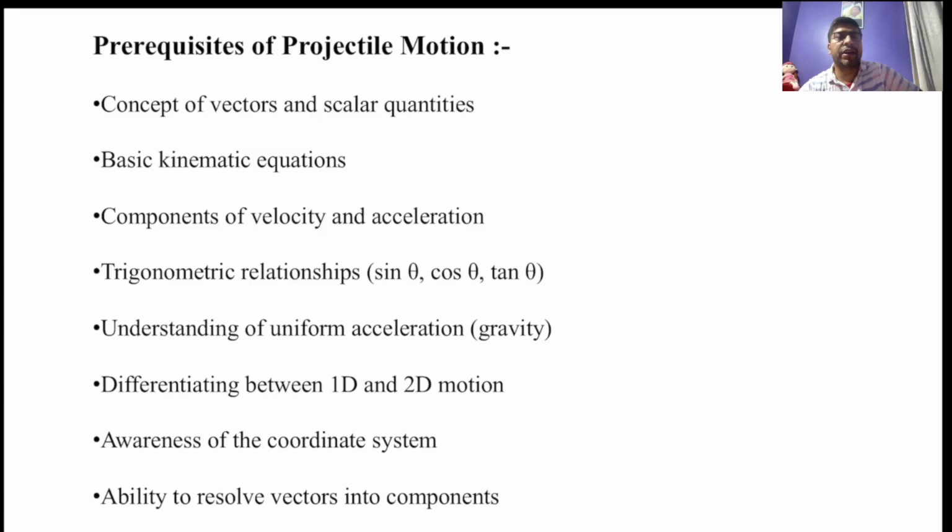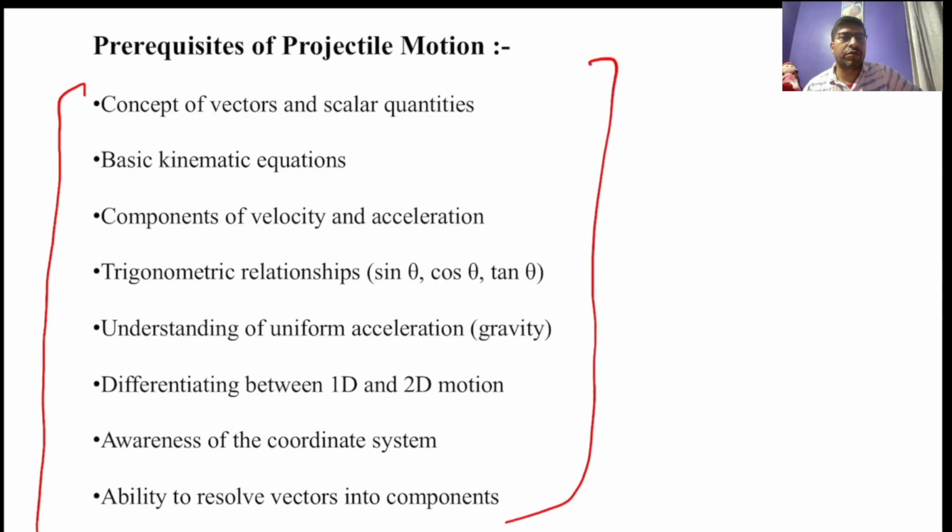So now come to the prerequisites of projectile motion. These are all the prerequisites that we have to know before moving into the chapter of projectile motion, like the concept of scalar and vector, basic equations of kinematics, and so on. Please go through it, and if you don't know any topic, please let me know so I can explain it here before going to this chapter, right? Okay, so I hope you have clarity on all these points.